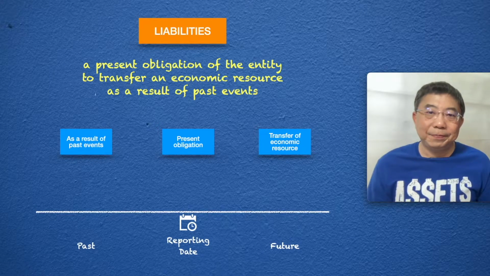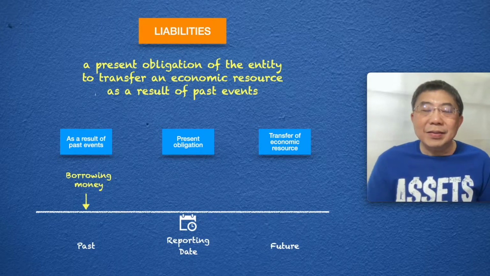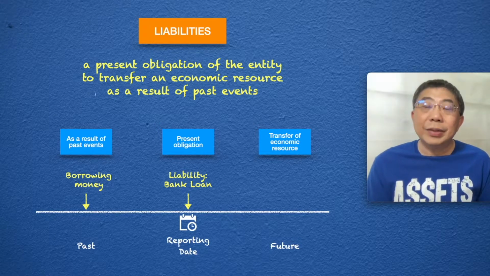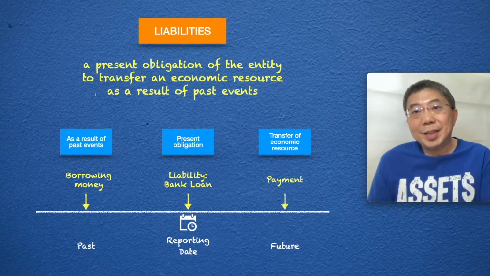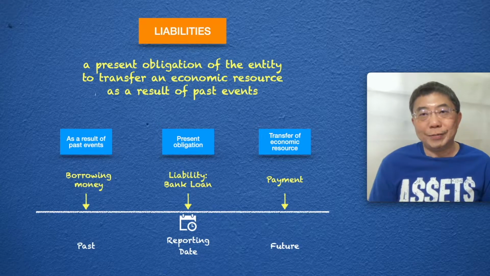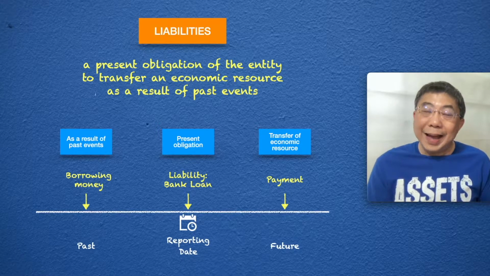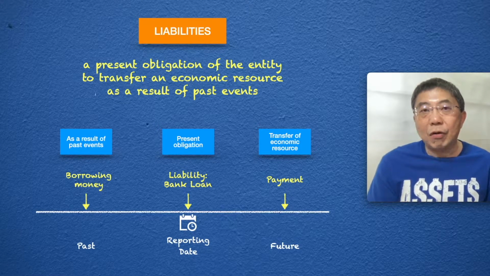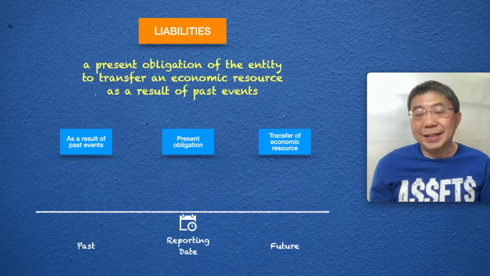So let's take, for example, if you had borrowed money from the bank sometime in the past, and this amount remains unpaid at the reporting date, this will result in a present obligation to the business to repay the bank sometime at a specific date in the future. And therefore, the business will then have to report at the reporting date in the statement of financial position liabilities of bank loans.